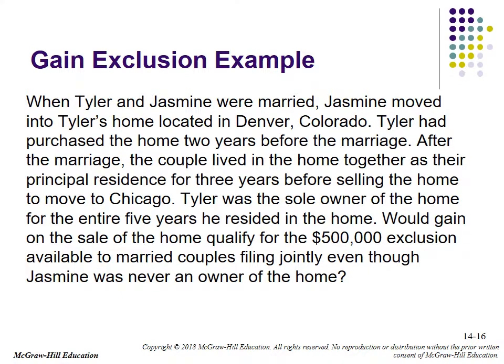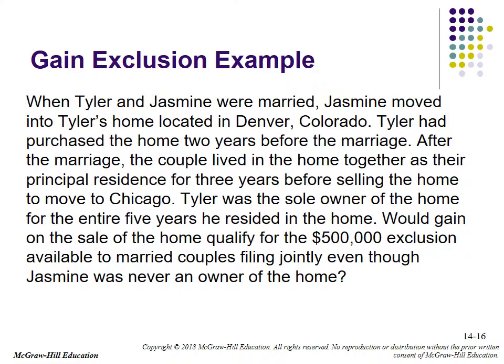So here's an example. Tyler and Jasmine were married. Jasmine moved into Tyler's home located in Denver, Colorado. Tyler had purchased the home 2 years before the marriage. After the marriage, the couple lived in the home together as their principal residence for 3 years before selling the home to move to Chicago. Tyler was the sole owner of the home for the entire 5 years he resided in the home.